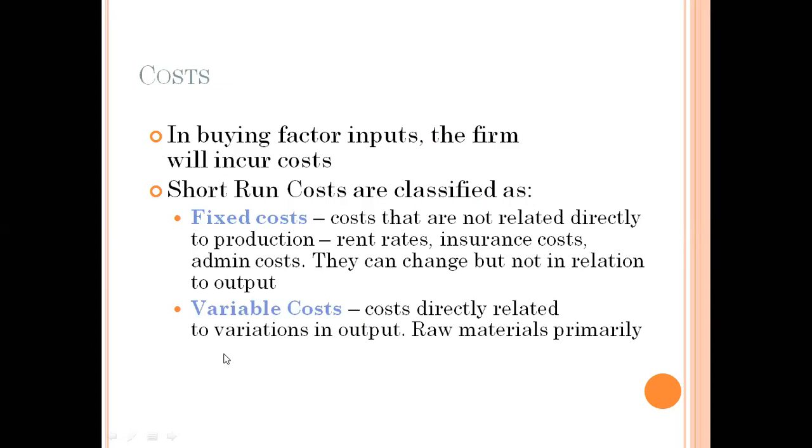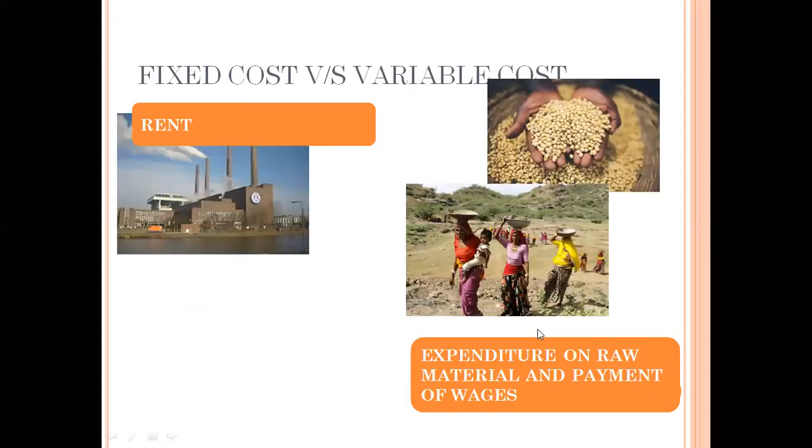But the variable cost is basically that cost which changes directly with the change in output. So variable cost is that cost which changes directly with the change in output. Variable cost is the cost that keeps changing with output. For example, if you are producing fewer units of output, definitely less variable cost is required. But if you are making more units of output, more variable cost is required. So it changes with the change in level of output.